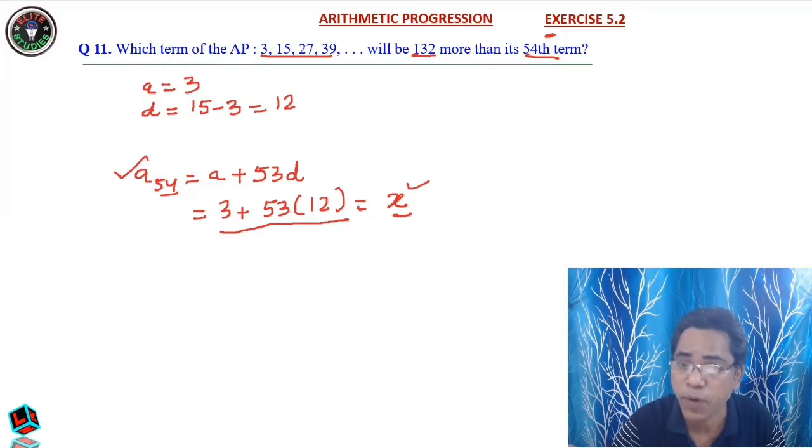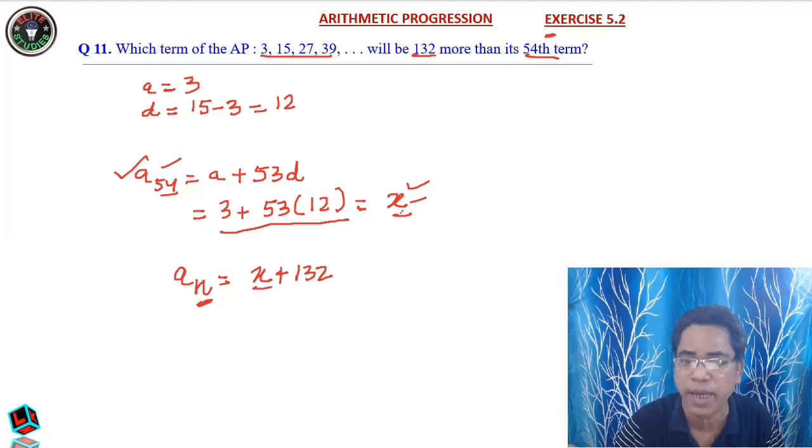Now what do we have to do? We want to get that term which will be 132 more than the 54th term. Now the 54th term is X. So which term of the AP will be 132 more than X? This means AN will be equal to X plus 132. Because this X is the 54th term, according to the question we have to find this nth term.